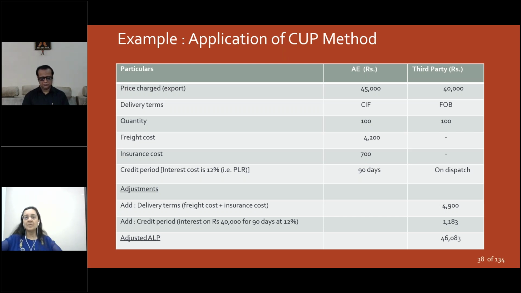Here, since I'm selling at a price lower than the third party price, I am not at arm's length price. So the comparison between the arm's length price and the actual price must be done after all adjustments are made.